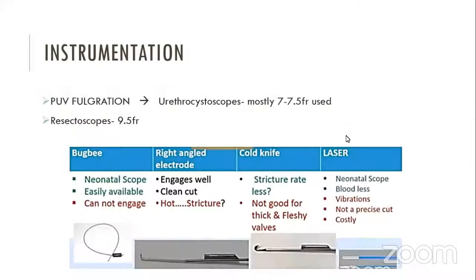Laser PUV fulguration: the laser probe is passable through a neonatal scope and there is less cut in the surgical area, but due to vibration it does not cut precisely, and it is costly. With Bugbee electrodes, we usually cut at the 5 o'clock and 7 o'clock positions. If anteriorly both urethral walls are fused, then a 12 o'clock incision is also needed.